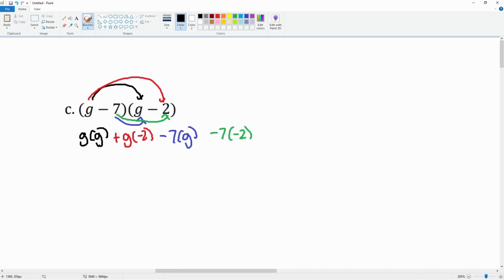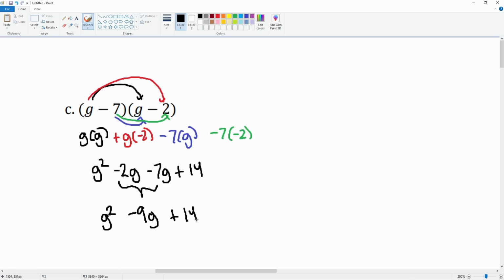Right? G times g, g squared. G times -2, -2g. -7 times g, -7g. -7 times -2, it is a plus 14. These terms combine, -2g minus 7g, it is -9g. Bring everything else down, g squared, and the plus 14. So the final answer, it is g squared minus 9g plus 14. Right, there you go.